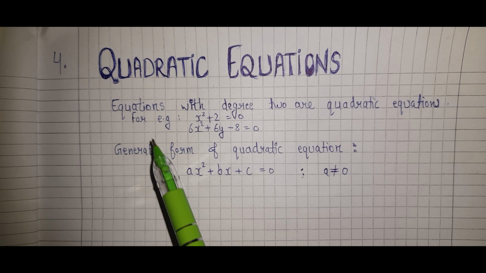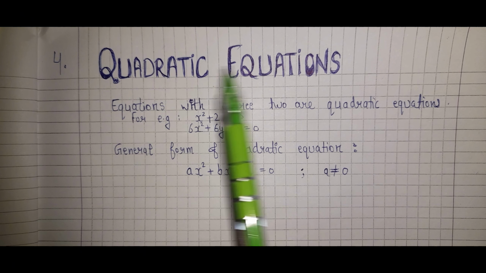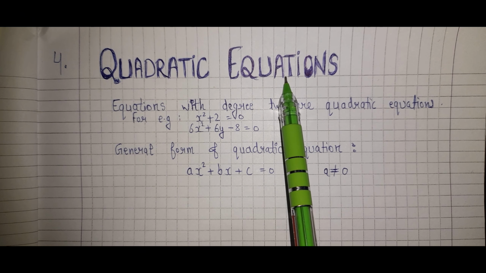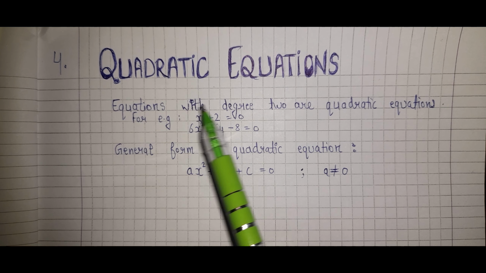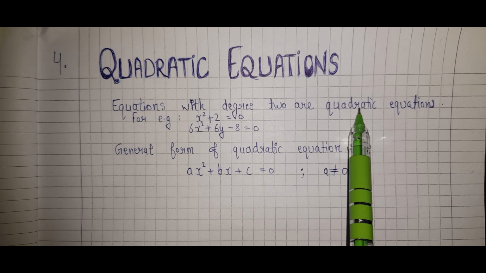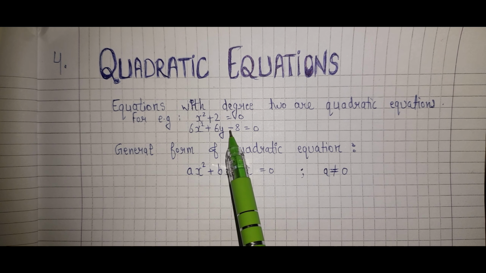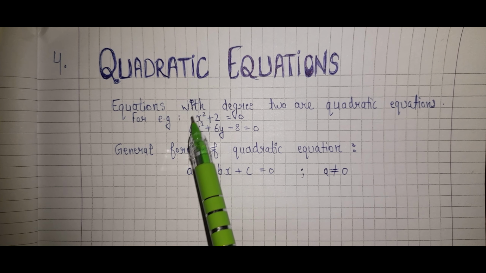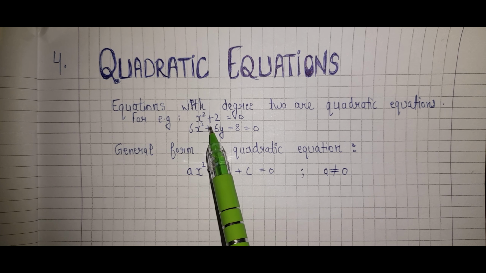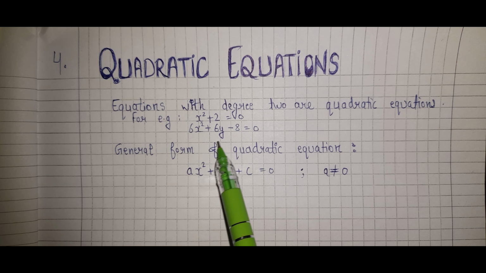Hello everyone, today we're going to start chapter 4, quadratic equations. So what are quadratic equations? Equations with degree 2 are quadratic equations. For example, x square plus 2, 6x square plus 6y minus 8 equals to 0. The highest power is 2, that is the degree is 2. So they are quadratic equations.